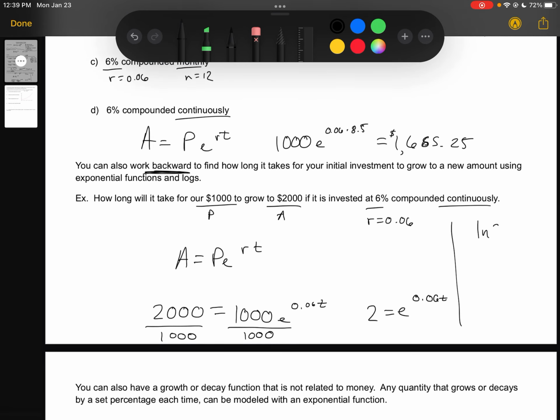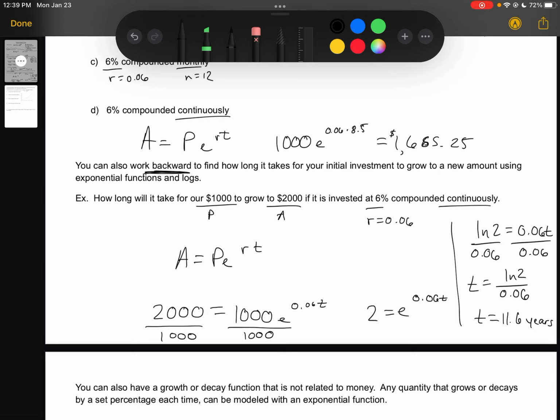And then from here, we can rearrange this as a log. So we can do ln of 2 is equal to 0.06t. And then we can divide both sides by 0.06. And we're left with t is equal to ln of 2 divided by 0.06. Now remember, you can't touch that 2 because it is inside of the ln. So the only thing that we can do from here is actually punch this into our calculator. So the ln of 2 divided by 0.06. And if we do that, we'll get a time of 11.6 years.